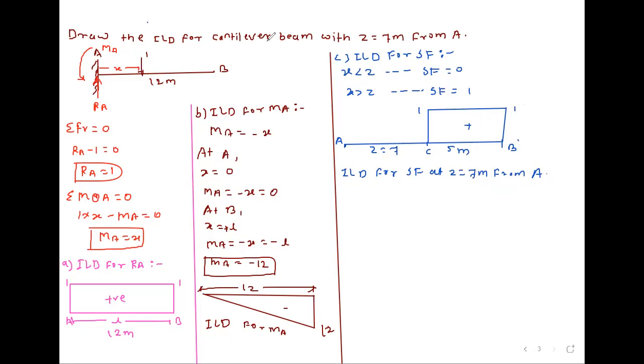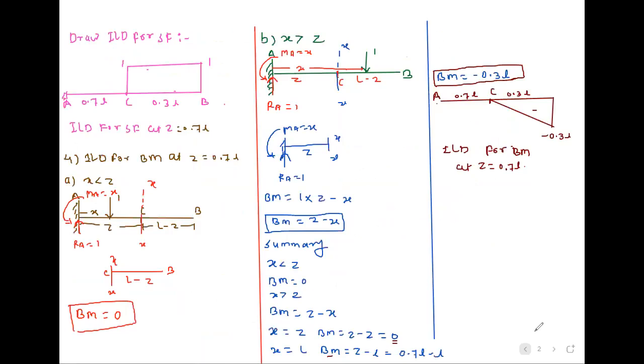Which part is remaining? Bending moment. The last ILD, for bending moment. Here also two conditions are there. X is less than Z, then bending moment is equal to 0. And X is greater than Z, then bending moment is equal to how much? Z minus L.